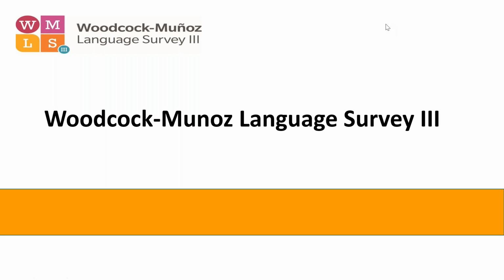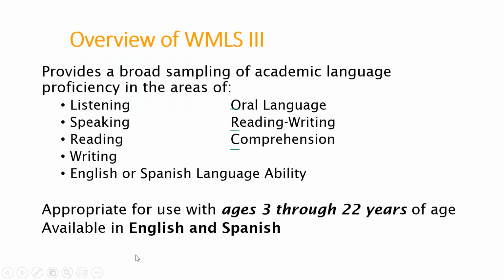So I'm trying to get this control panel out of my way here. All right, so let's take a look at the Woodcock Munoz language survey. It's really a broad sampling of academic language proficiency in the areas listed here. So it does assess listening, speaking, reading, and writing. It has the norms for ages 3 years through 22 and it is available in English and in Spanish. So when you're assessing a child who's bilingual, English and Spanish, you can make a direct comparison when we're looking at their performance in each of the languages.